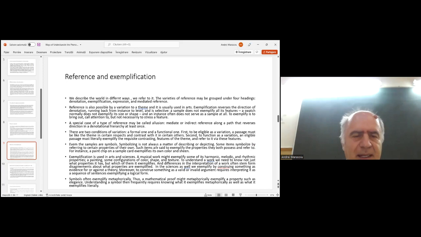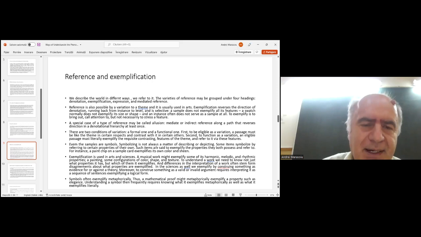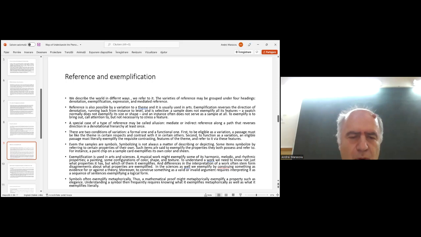Another important thing is the relation between this perspective about understanding and reference and exemplification. We describe the world in different ways, and we describe it by referring to it. The varieties of reference may be grouped under four headings: denotation, exemplification, expression, and mediated reference. And also, we can have a variety of references. In science, also in arts, it's obvious that we are able to understand these words as a variety of references.